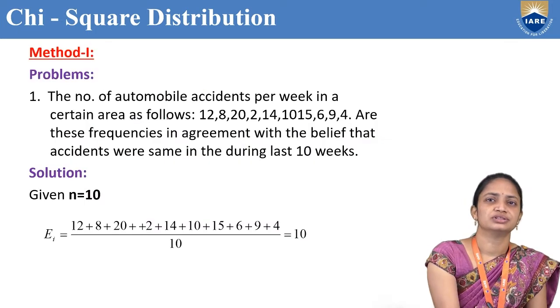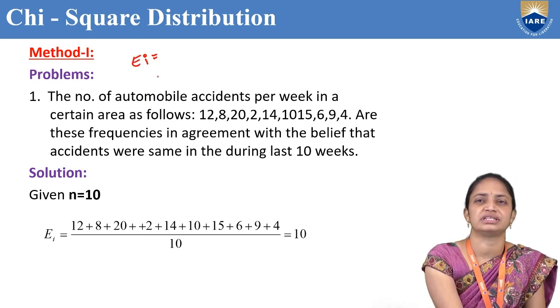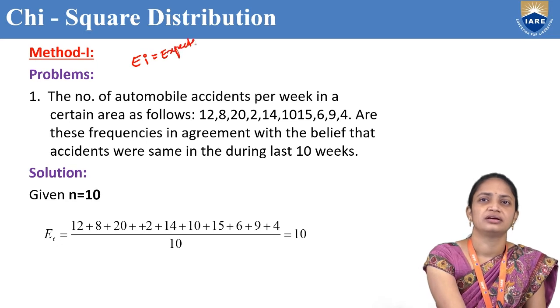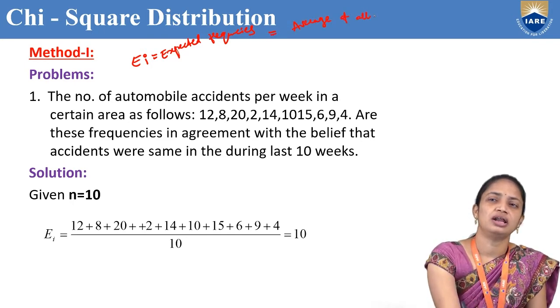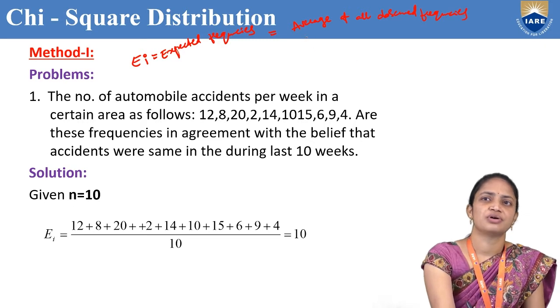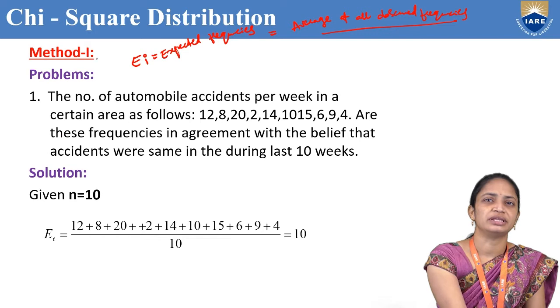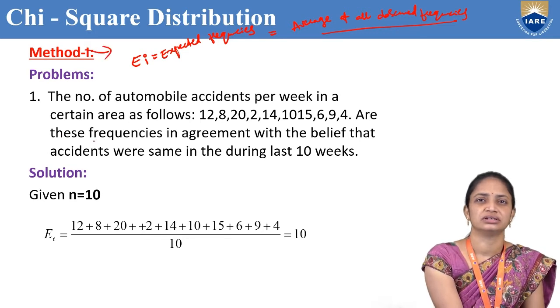Method 1 is nothing but finding the expected frequencies, the Ei values, by using the average of all observed frequencies. So the average of all observed frequencies is, in method 1, the expected frequency.